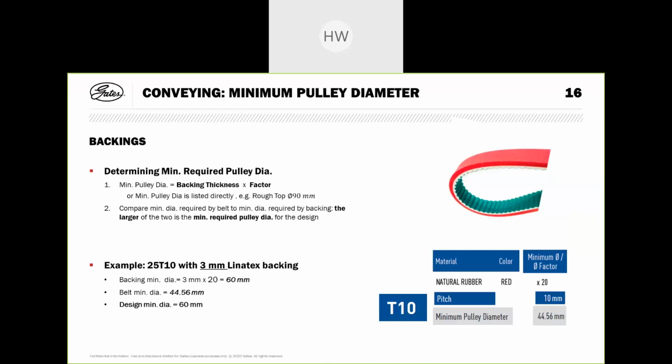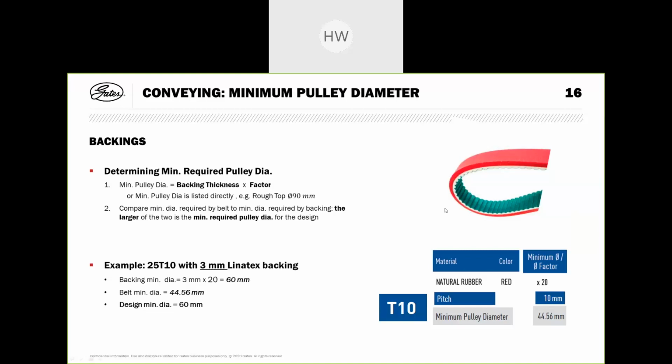backings for belt damping. And the harder the backing material is and the thicker the backing material is, we have to increase the minimum pulley diameter to avoid the backing cracking and delaminating from the belt. And here we have a typical example. It's a standard T10 belt with a Linatex or rubber backing on top of it for conveying applications with high friction.